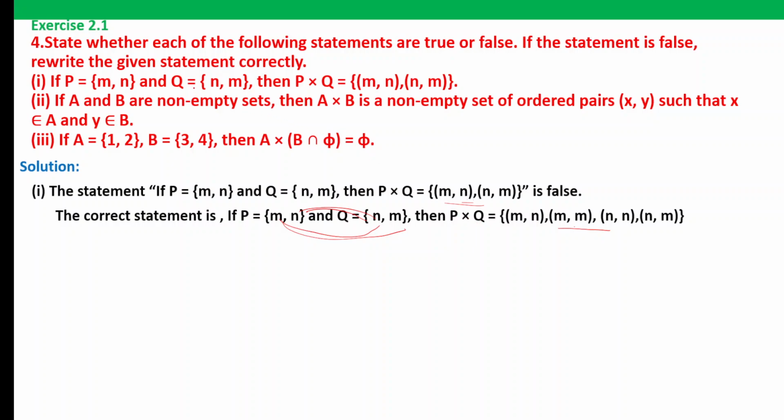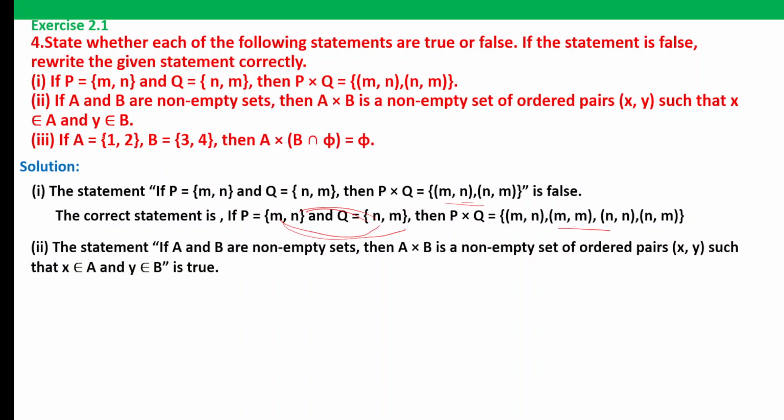Second statement: if A and B are two non-empty sets, then A × B is a non-empty set of ordered pairs (x, y) such that x belongs to A and y belongs to B. This statement is true, because when we multiply two non-empty sets, the resultant should not be an empty set. So this is a non-empty set.